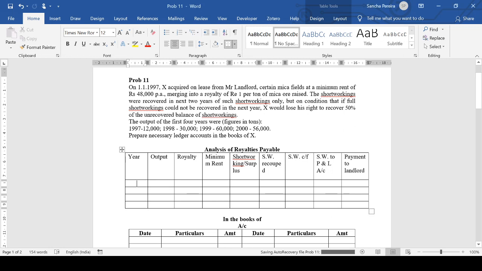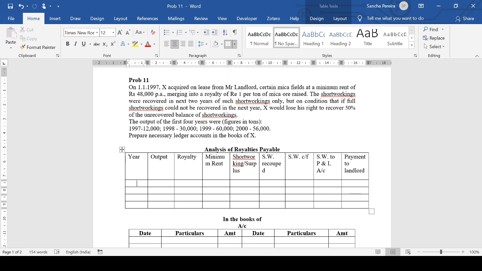Problem 11. On 1st January 1997, X acquired on lease from Mr. Landlord certain mica fields at a minimum rent of rupees 48,000 per annum, merging into a royalty of rupee 1 per ton of mica ore raised. The short workings were recovered in the next 2 years of such short workings only.